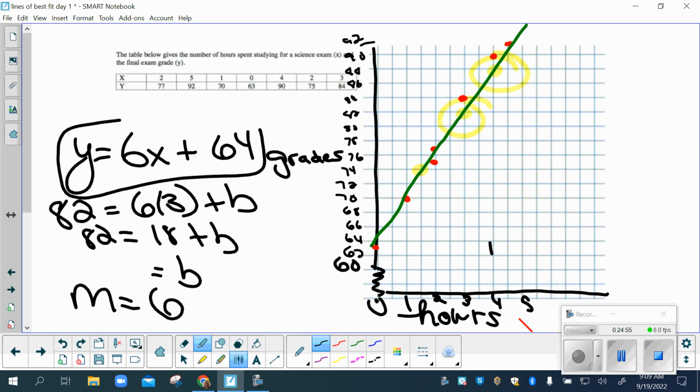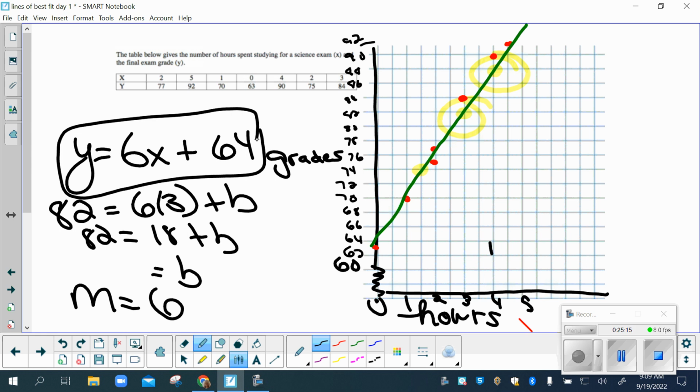So here's what I want to know. You would get this right if you got a slope between 5 and 7, and you got a B between 50 and 70. Can you raise your hand if you graphed a good line? Awesome, awesome. That's how you do this.